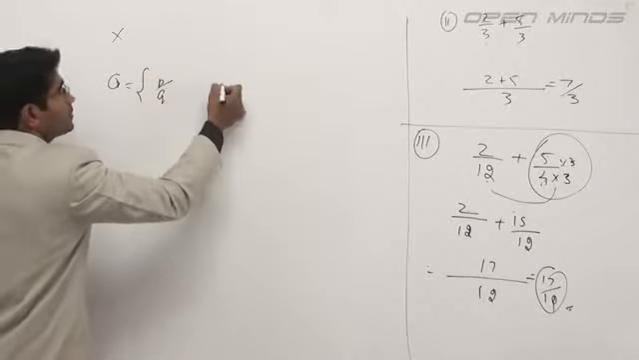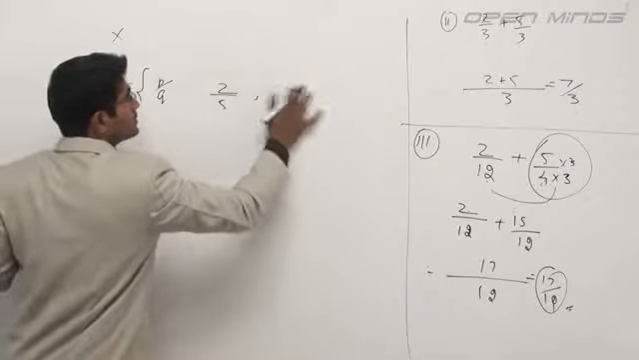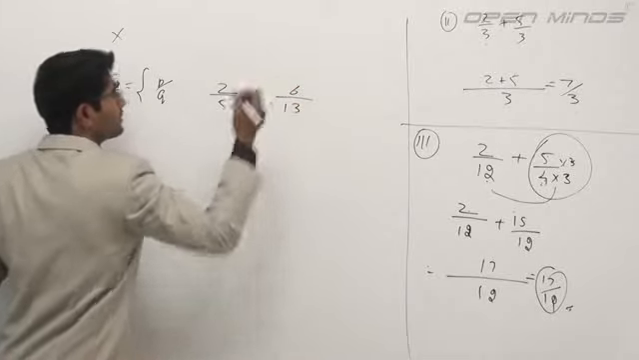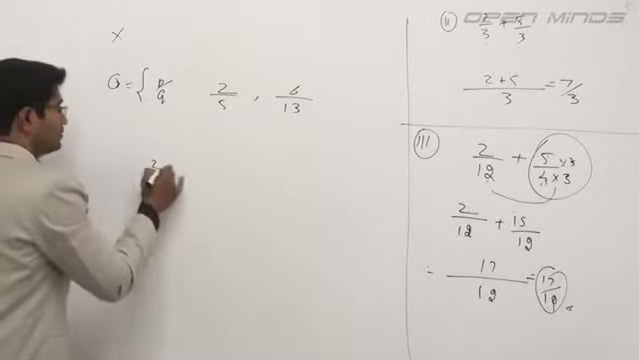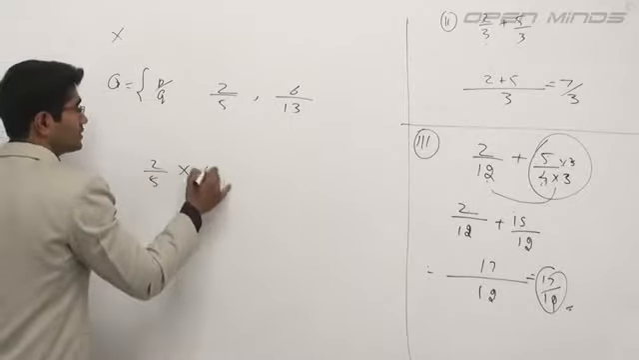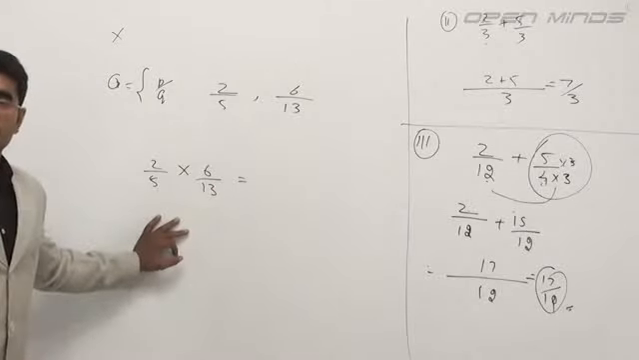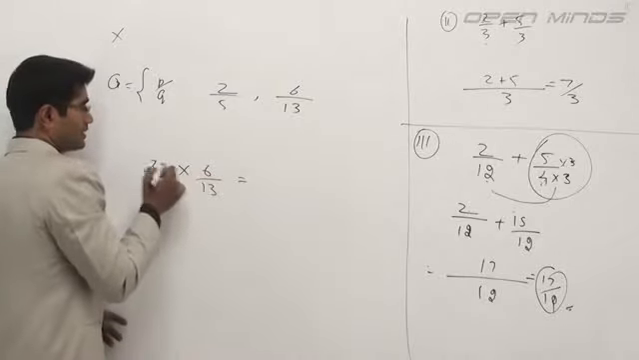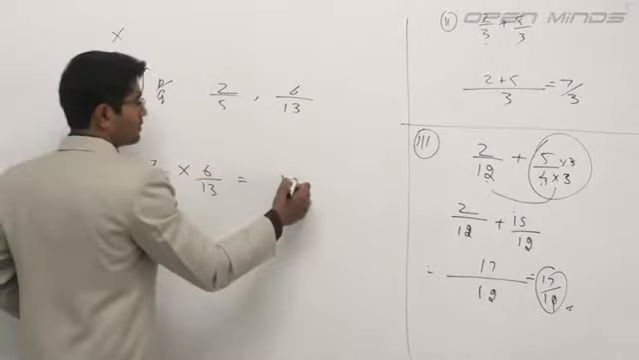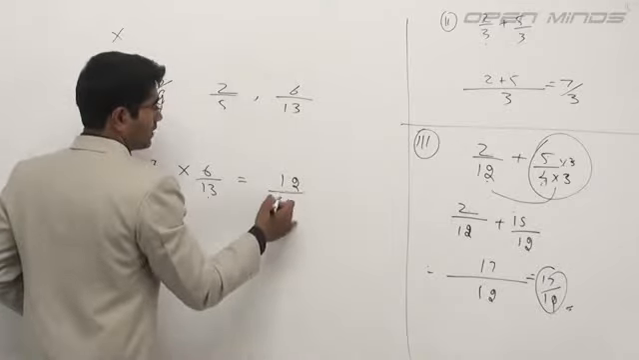When I have p by q, I'm taking two numbers, let's say 2 by 5 and let's say 6 by 13. Okay? I got to multiply them. So 2 by 5 into 6 by 13 is what I want. Now are there LCMs in multiplication? No. It's very easy. Just multiply this guy and this guy directly. So 2 into 6 is 12, 5 into 13 is 65, and that's all about it.